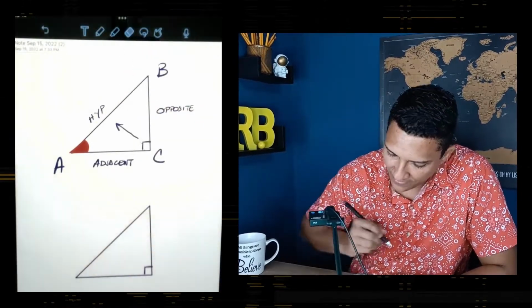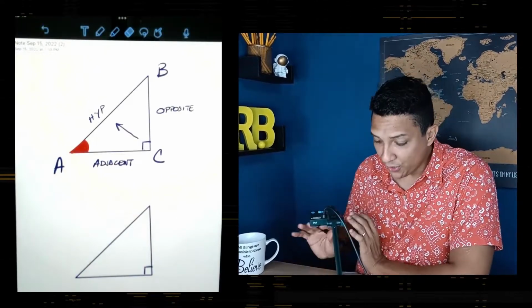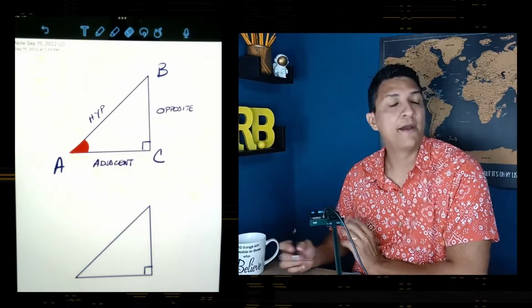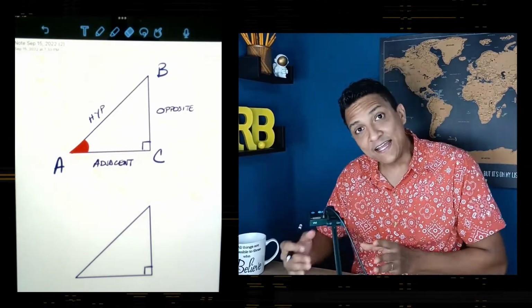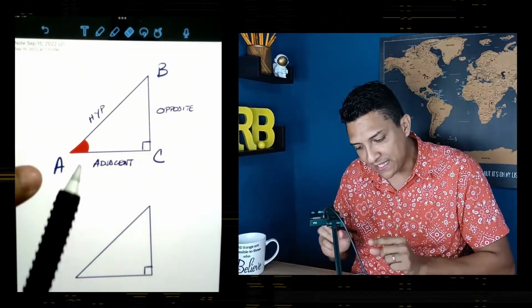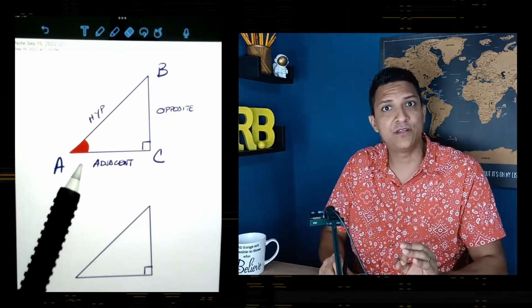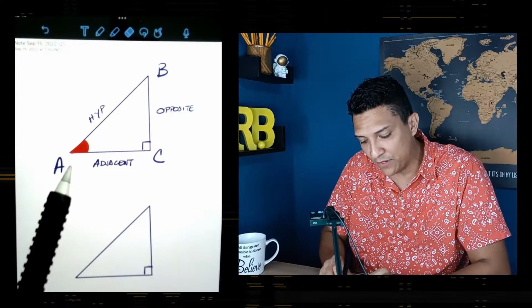Let's keep it like that, okay? So this is how we identify the different sides in a triangle. But notice that the most important thing, the key factor here, is the location of the angle of reference.